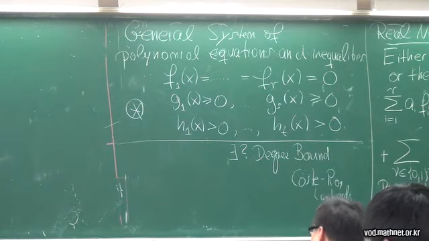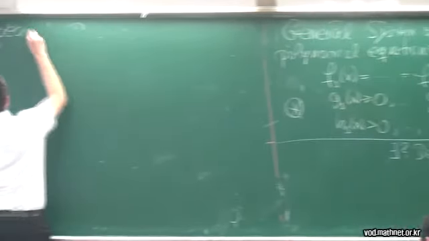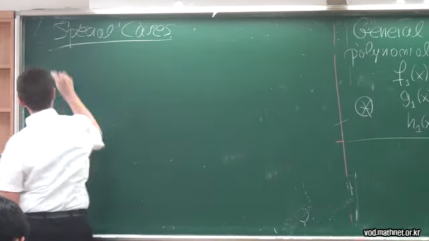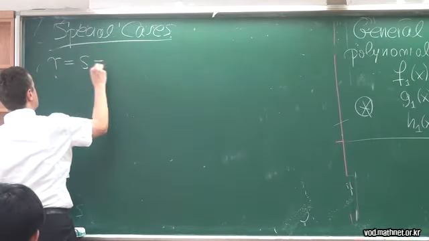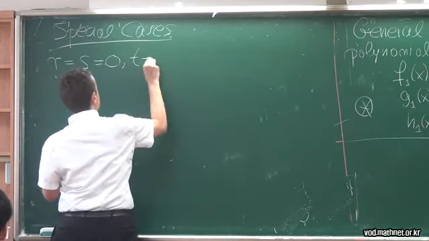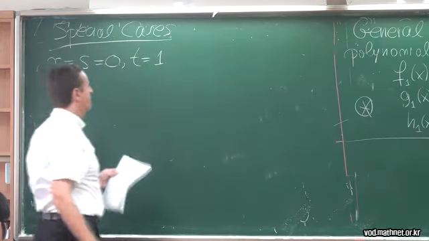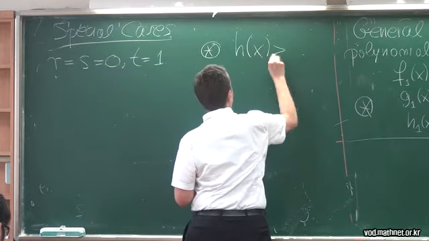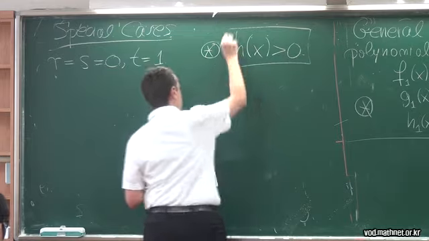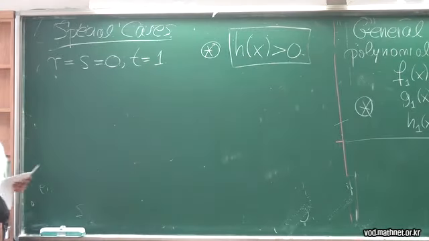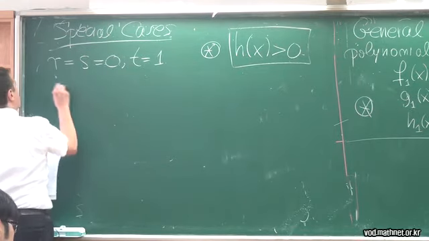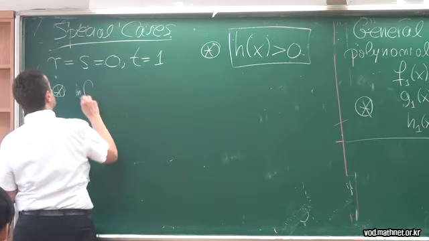Special cases. So for example, if R is 0 and S is 0 and T is 1. Let's look at that case. In that case, there's a single inequality, and our system looks like this. Given a polynomial, is this system feasible? A single polynomial, can it be positive? So star is infeasible.